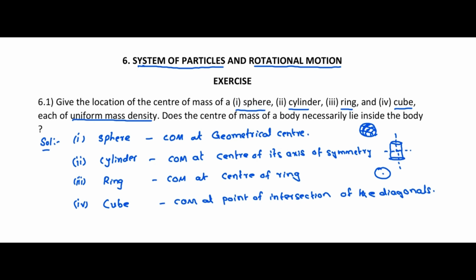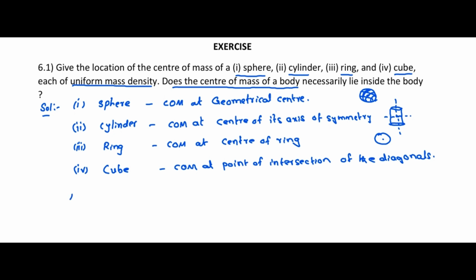Now one more sub question: does the center of mass of a body necessarily lie inside the body? For this one the answer is no.